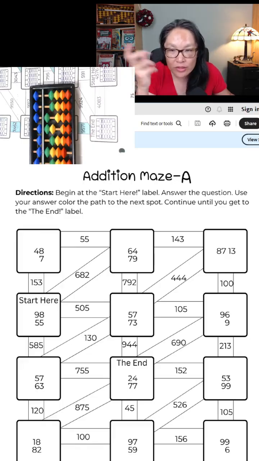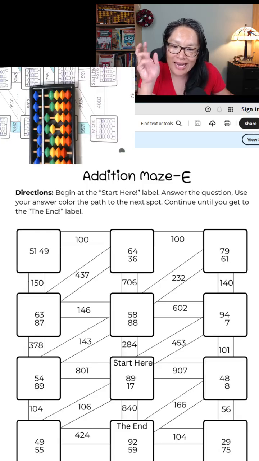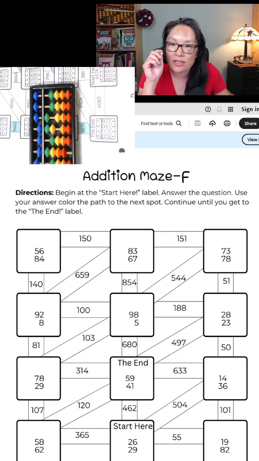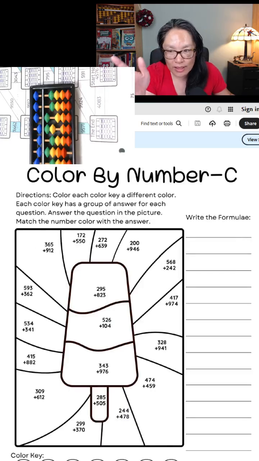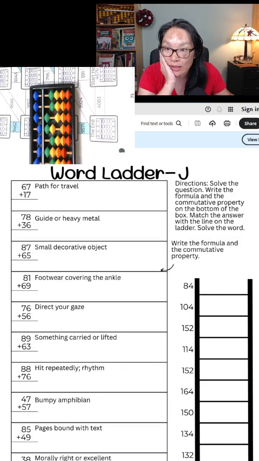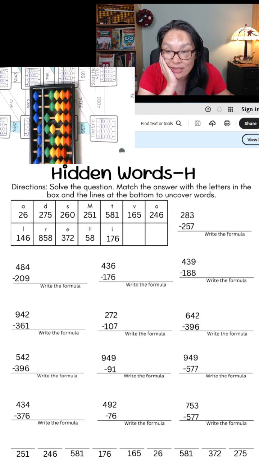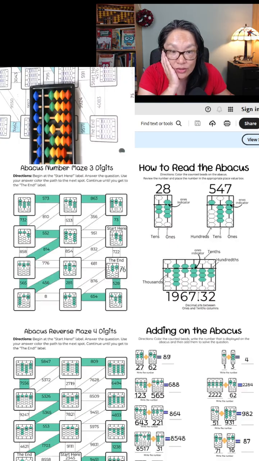So now we go into the mazes. The mazes are all kind of mixed up. There's adding and subtracting, but I think I added more two-step equations in this one. So this one is a color by number. This is 3 digits, and then again the word ladder, and I think that's all I got. And then more hidden words. Yeah, it takes a lot of time to go through it, and then you'll get the answers.